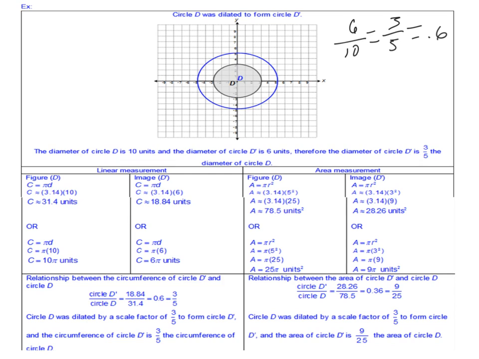Now, for the D prime, we're looking at pi times diameter, which is 3.14, and it tells us that the diameter for this one is 6. So if we multiply 3.14 times 6, we'll get 18.84, or 6 pi units, which is this part. Just keep that in mind.